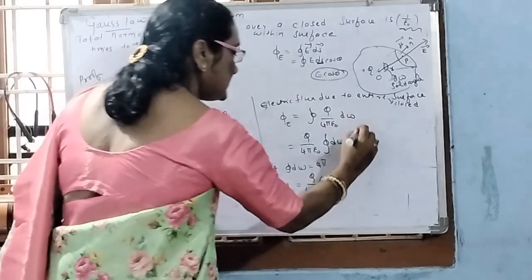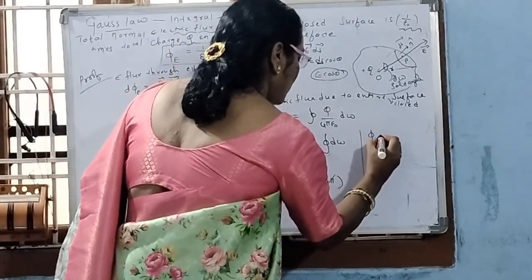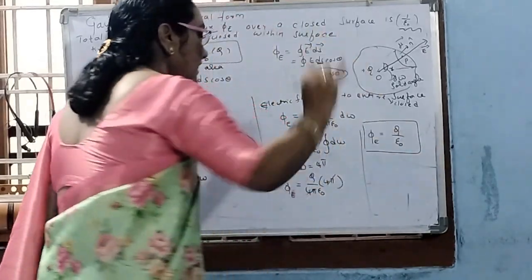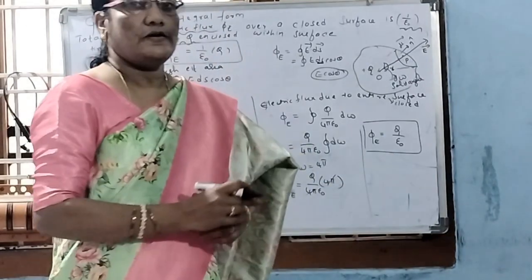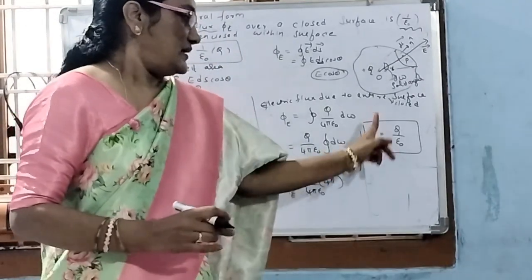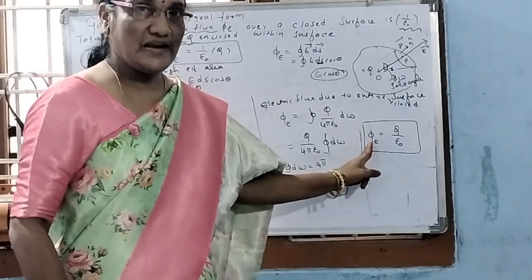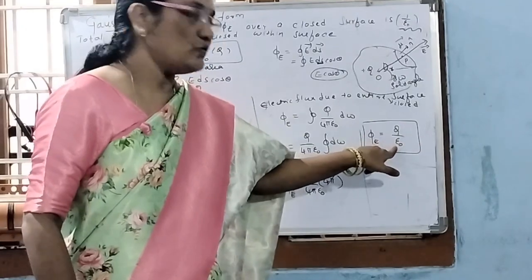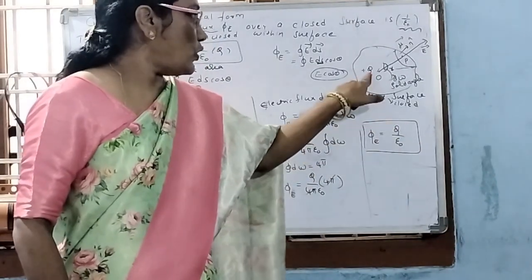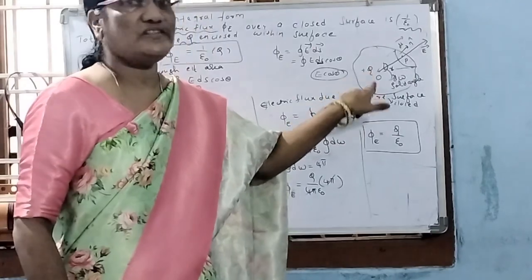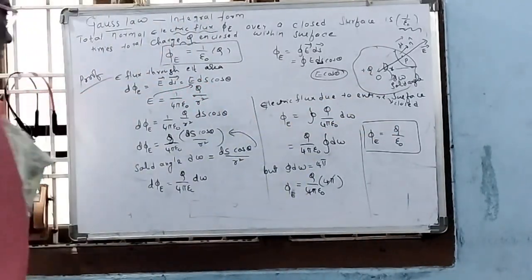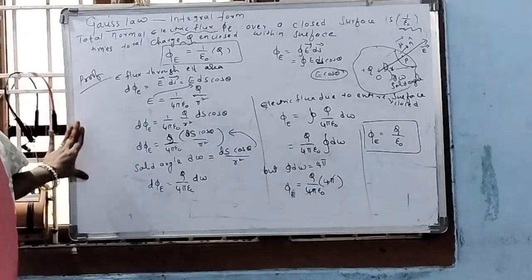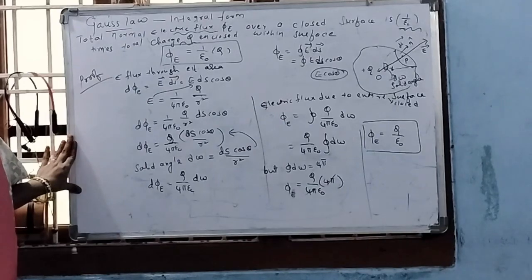So 4 pi cancels, and the integral form of Gauss law is q by epsilon naught. That is, the normal electric flux passing through any closed surface is equal to 1 by epsilon naught times the total charge enclosed within the surface. So this is the integral form of Gauss law. If you want notes, pause the video and note this down.